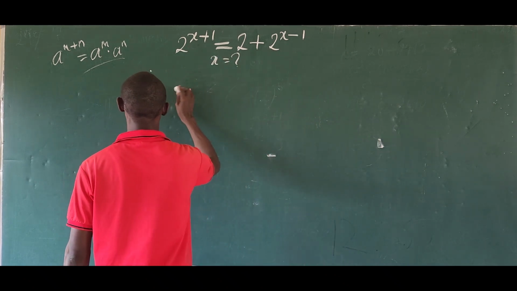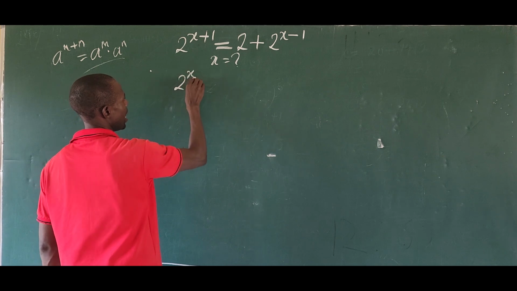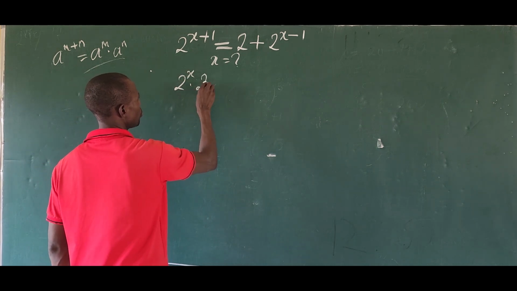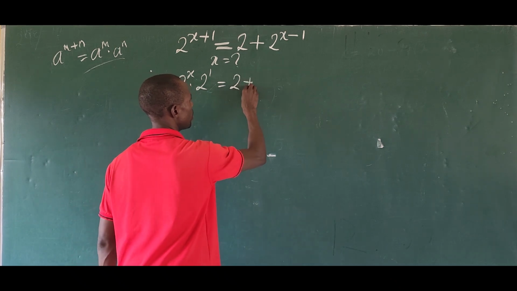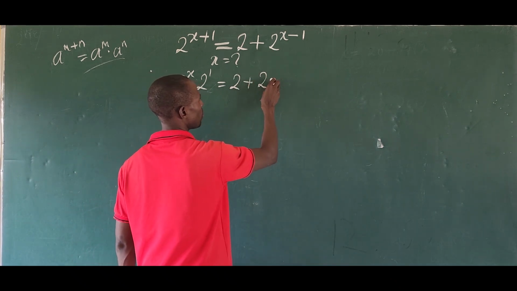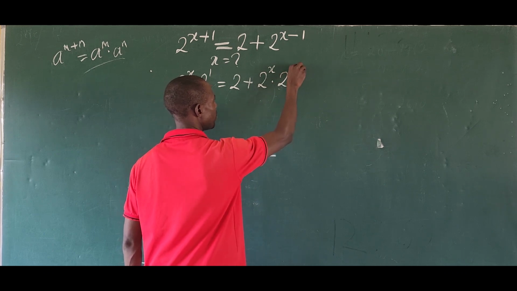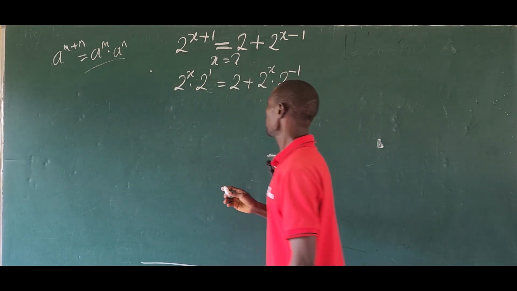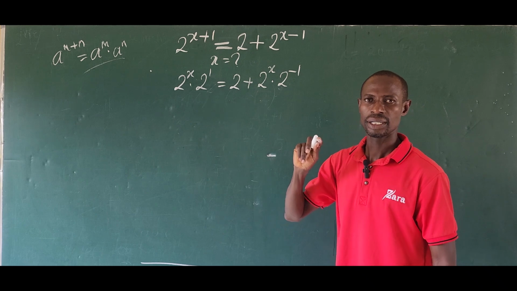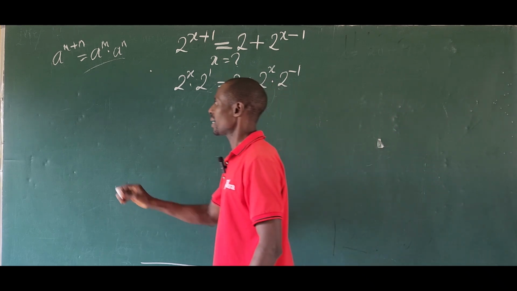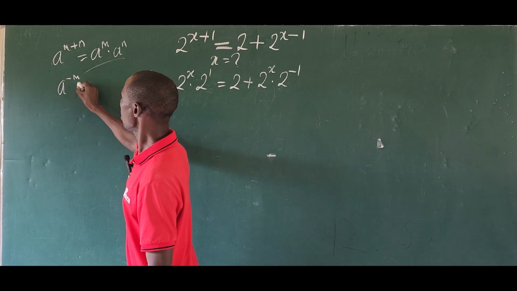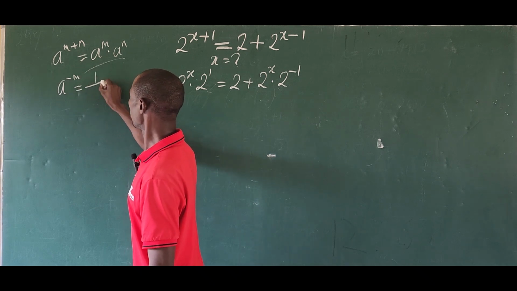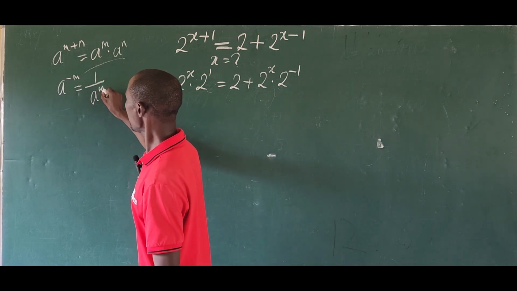So this is going to give us 2 to the power of x times 2 to the power of 1 equal to 2 plus, this will give us 2 to the power of x times 2 to the power of minus 1. Now, this is in negative power. We apply another law again, which says that a to the power of minus m is equal to 1 all over a to the power of m.